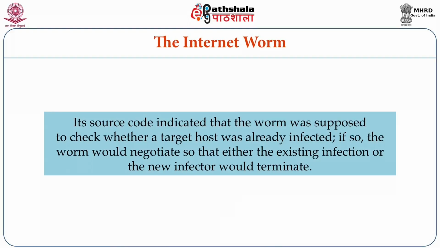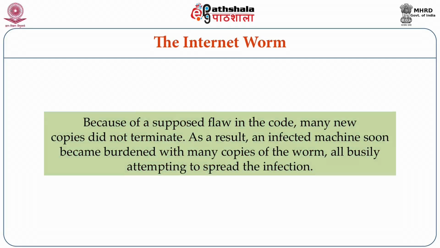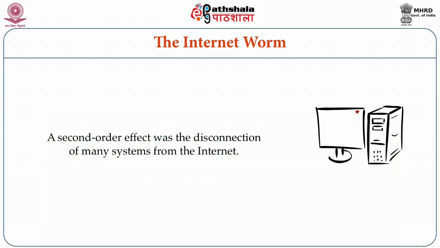Its source code indicated that the worm was supposed to check whether a target host was already infected. If it was infected, the worm would negotiate so that either the existing infection or the new infector would terminate. Because of a flaw in the code, many new copies did not terminate. As a result, an infected machine soon became burdened with many copies of the worm, all busily attempting to spread the infection. A second order effect was disconnection of many systems from the internet.